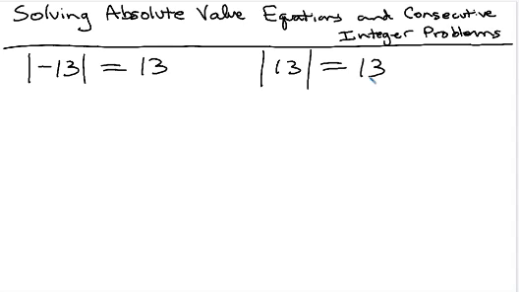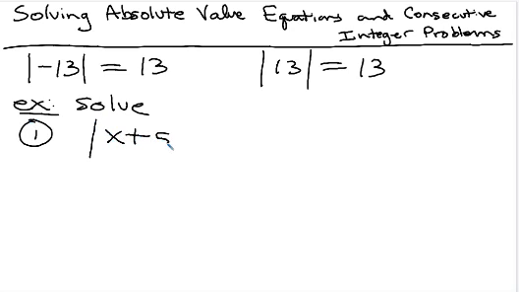Okay? And the reason that's important is when I solve absolute value equations like this one, the absolute value of x plus 5 equals 17, I have to remember that there are two numbers that when I take their absolute value, I get 17, which means there are two answers. All right? So setting this up is easy. I set the x plus 5 equal to 17, and we're going to solve that.